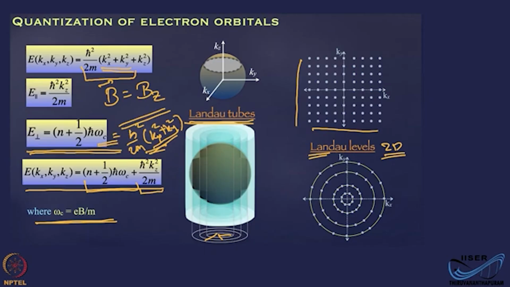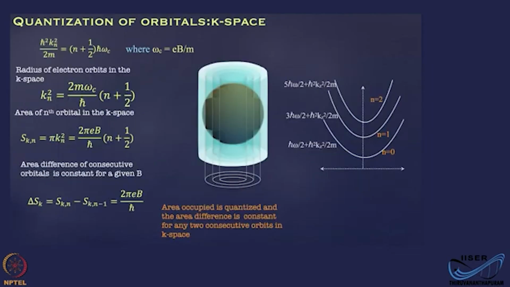So now this is the picture, and what remains is that we are going to start discussing the quantization of the orbitals. Now you know that these states are actually lying on certain levels or tubes which are quantized. Now let us look into what happens to these electron orbitals in the K space. So first we will go with the K space, then we will consider what happens in the real space.